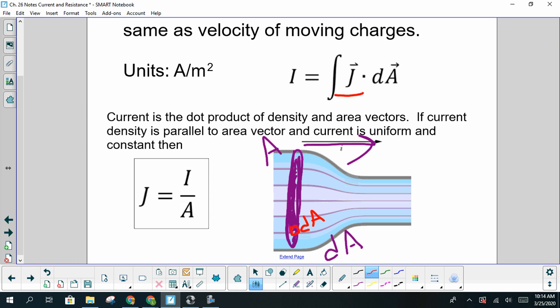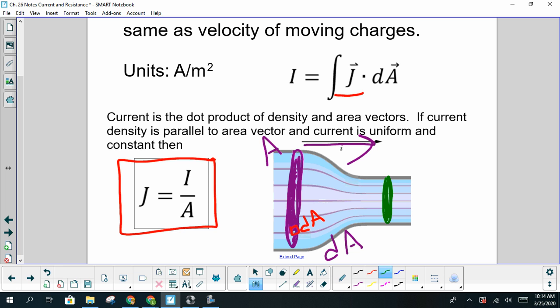So if we have a constant density, or a uniform density, throughout that whole purple space, as you can see, that's uniform, like those lines demonstrating the current moving are uniformly spaced, we can find that using this equation right here. Our current density is just our current divided by our area, or you could take your current density times your area to get your current.